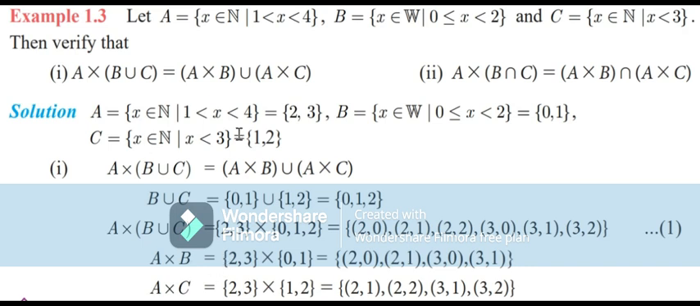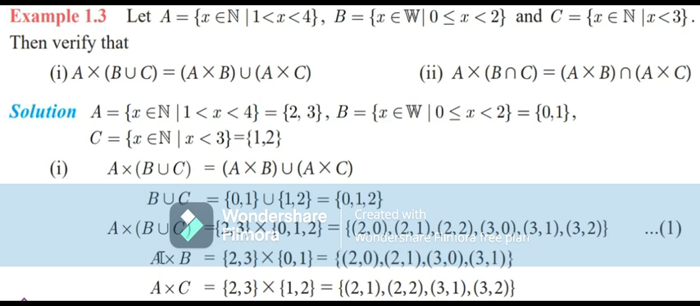A cross B is, A is 2 comma 3 and B is 0 comma 1. This is already given. You have to do the cross product, 2 comma 3 cross 0 comma 1. Similarly, each and every element of A should be mapped with all the elements of B, right? So 2 comma 0, 2 comma 1. Then 3 comma 0, 3 comma 1. Now we found the cross product of A cross B.